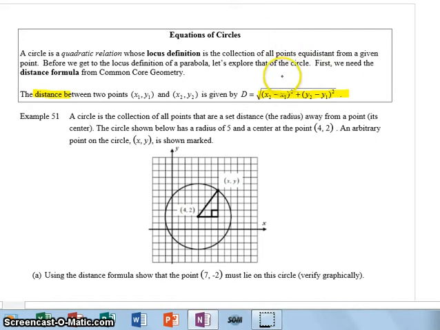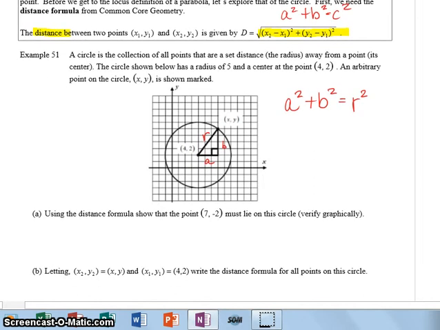Another option that might be a little easier for you is to do the Pythagorean Theorem: a squared plus b squared equals c squared. If you look at it, your radius is always your hypotenuse. So these are like your a's and that's like your b. So you could do a squared plus b squared equals radius squared, also as an option instead of the distance formula.